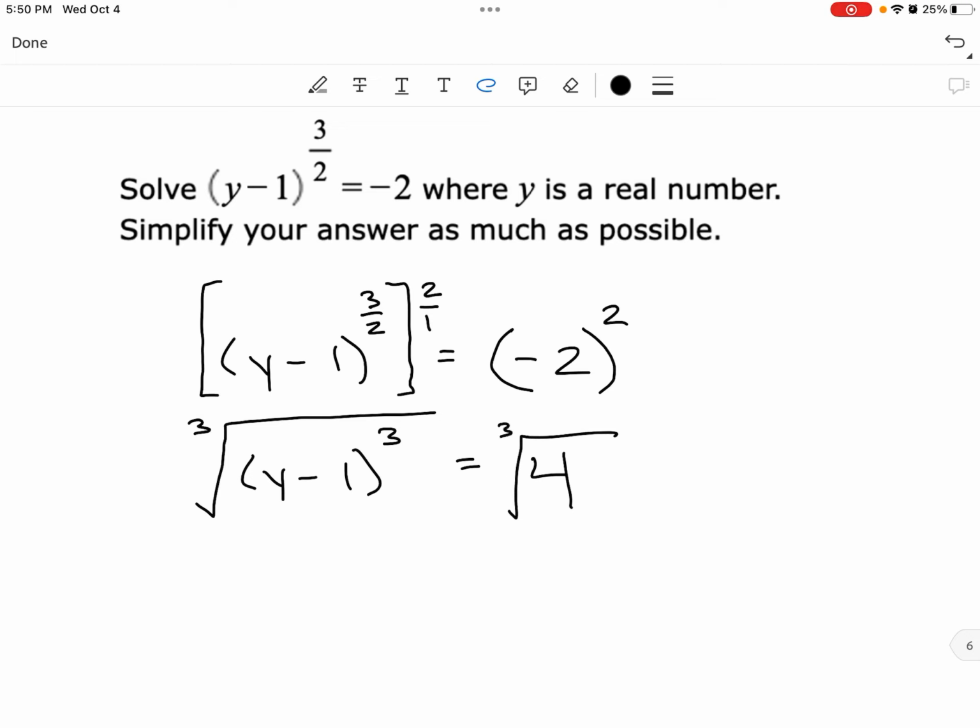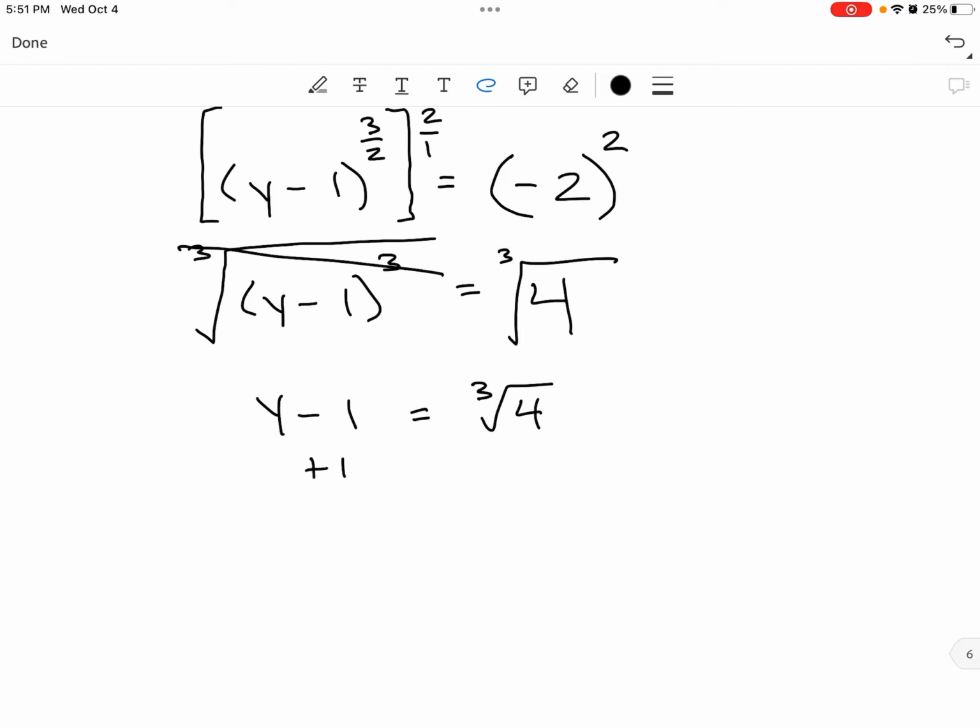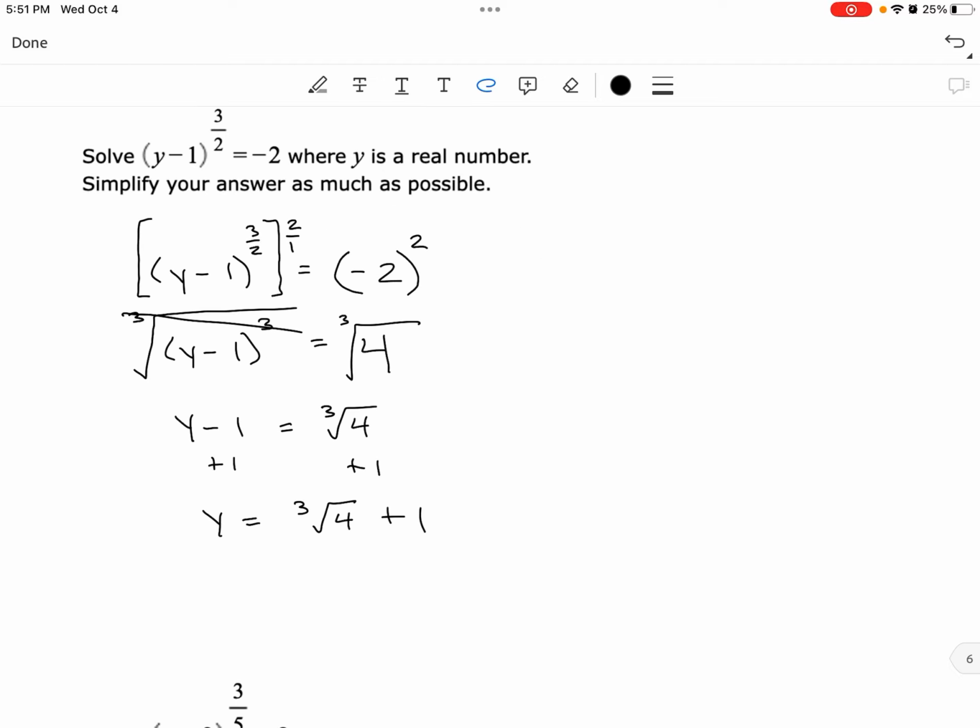And then we would do the cubed root on the left side, cubed root on the right side. Again, these two offset each other. So we're left with just the y minus 1. And then we've got the cubed root of 4. Then we add our 1 to both sides, and we get y is equal to the cubed root of 4 plus 1. But now you want to plug it in to make sure that it does check out. And one of the things about this graph is that if you were to graph the left side, it looks something like that.